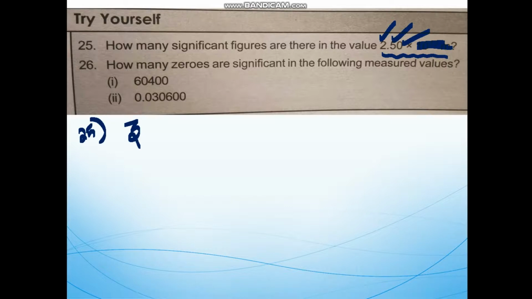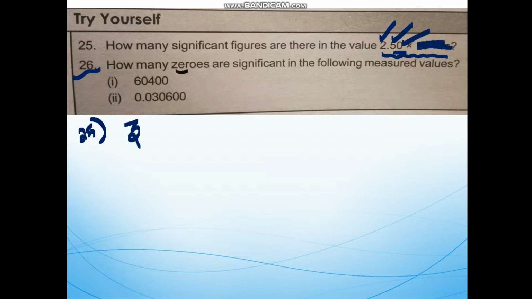All the zeros after the decimal point are significant. Remember that all the trailing zeros after the decimal point are significant. Trailing zeros means the zeros which appear at the end after the decimal point. So this 0 is significant. Now let us see the 26th question.